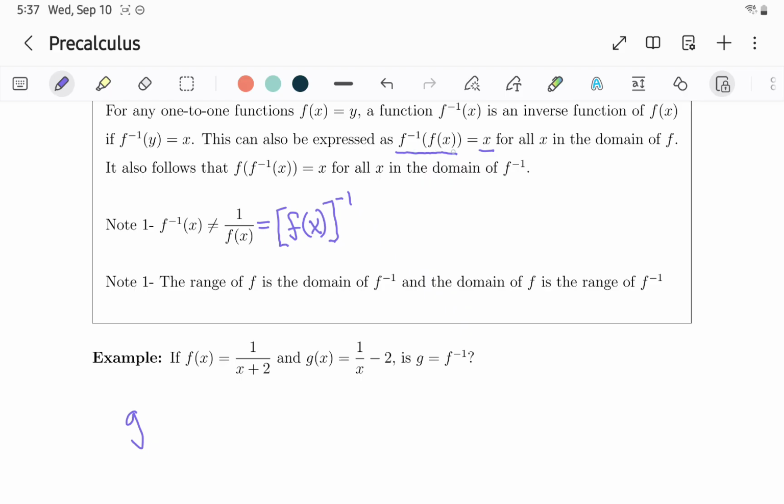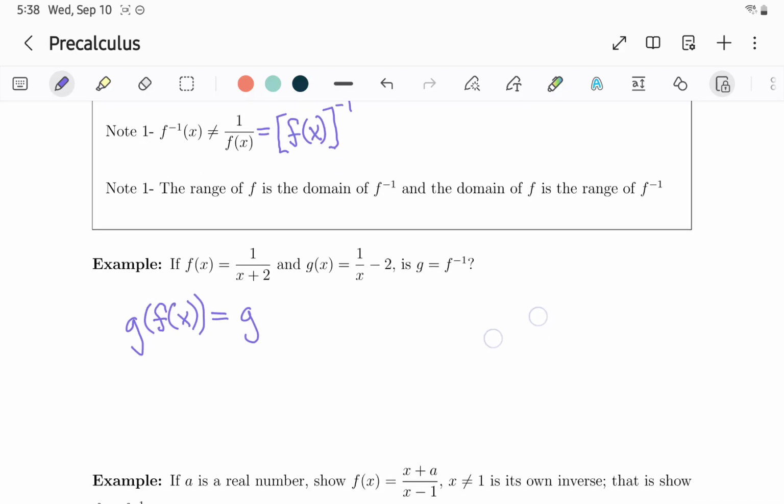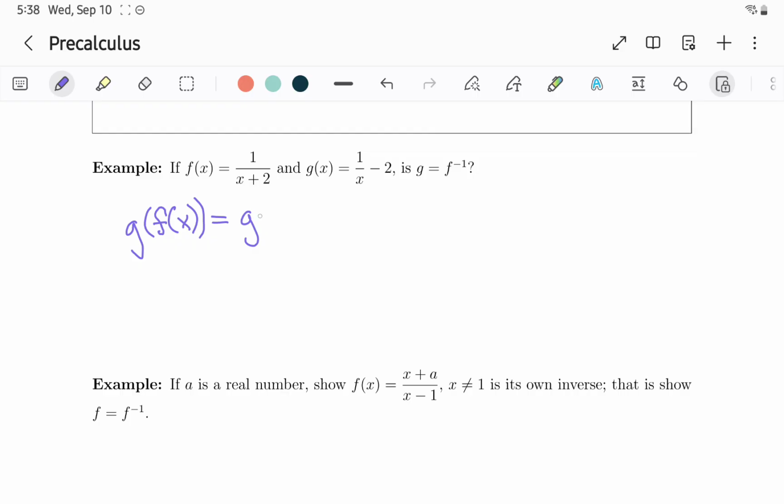So with g being the outer function and f being the inner function, we are going to see if we end up with the identity function. And if we do, then g is the inverse of f. So we are going to check g of f of x. This is going to be equal to g of, and then considering the formula or rule of assignment for f, g of 1 over x plus 2. All right, and so now we look at the formula for g, and we are going to replace every instance of x with 1 over x plus 2.